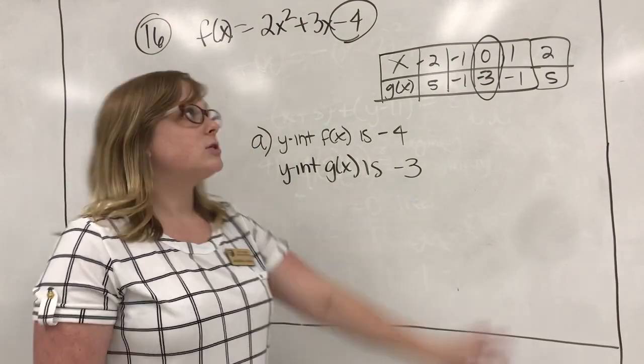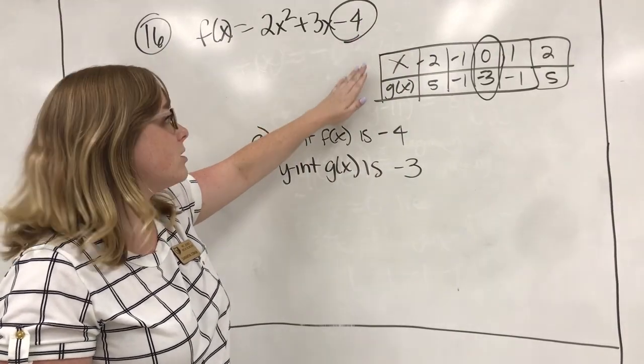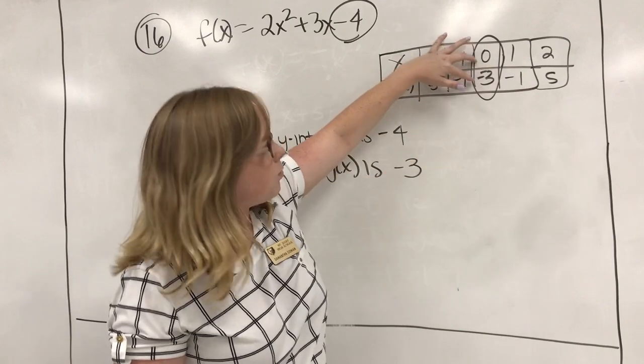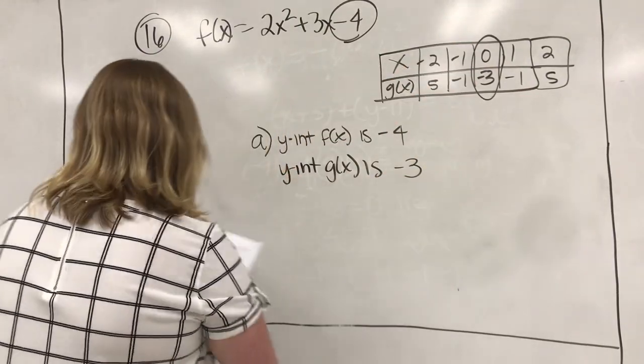The main thing is the y-intercept from a function comes from the last number. From an equation comes from the last number. From a table, you find where x is 0, and that's your y-intercept. Number 17.